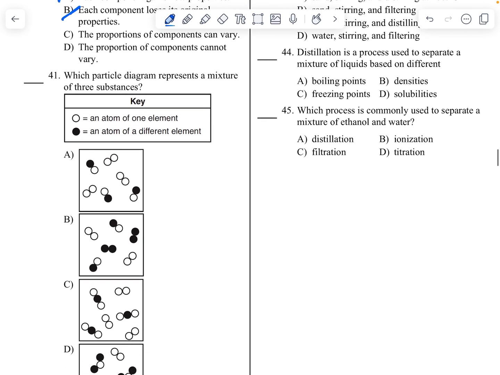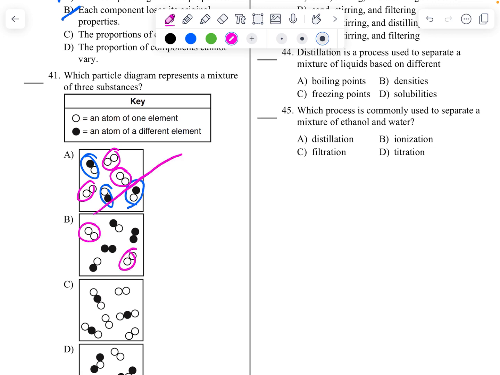A mixture of 3 substances. Okay, so we have particle diagrams. The white circle is one element, black circle is a different one. So in box A, we have a white-black combo, and then we have 2 white. So that's only 2. In B, we have the 2 whites, and then we have the 2 blacks, and then we have white-black. So that's got to be our answer. 41 is B, yes.